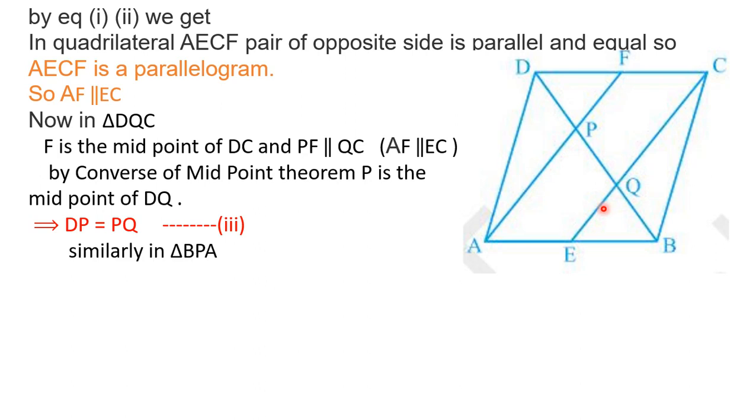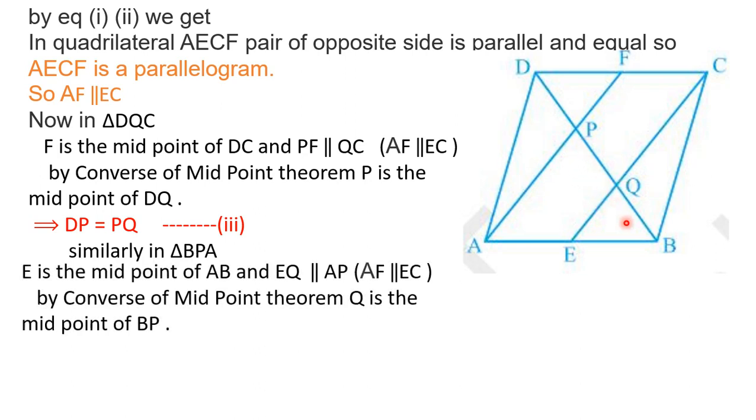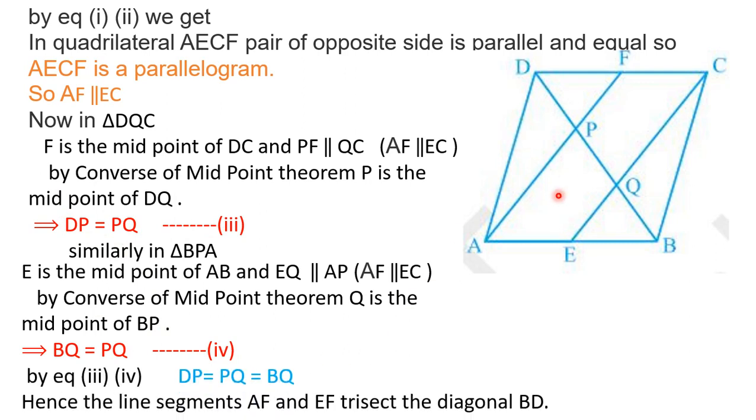Now Q is the midpoint, so we have PQ is equal to QB. So by these two equations, equation number 3 and equation number 4, which say DP is equal to PQ and again PQ is equal to BQ, all these three parts are the same, or we can say all these three parts are equal to one another. Hence it proves that the line segments AF and EC trisect the diagonal BD.